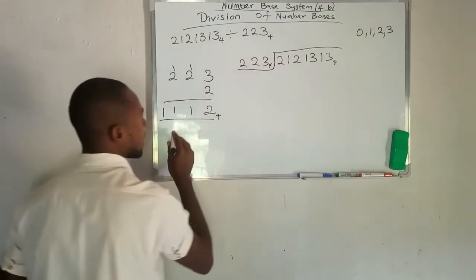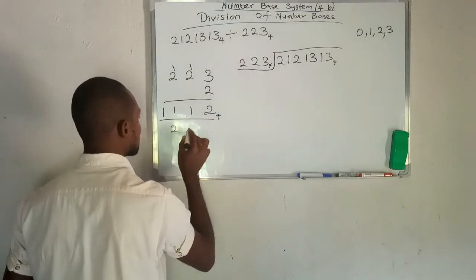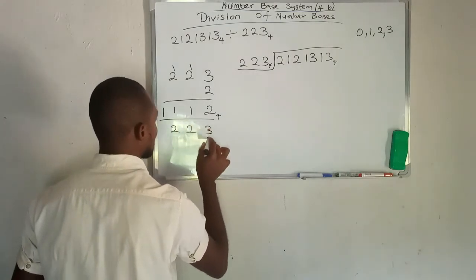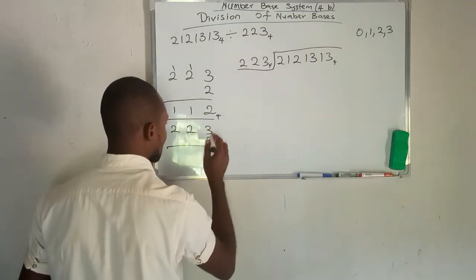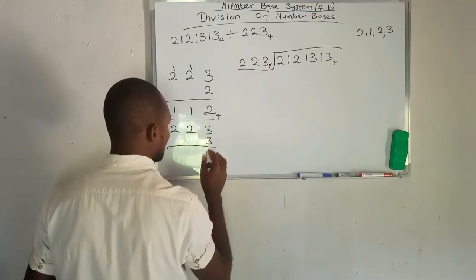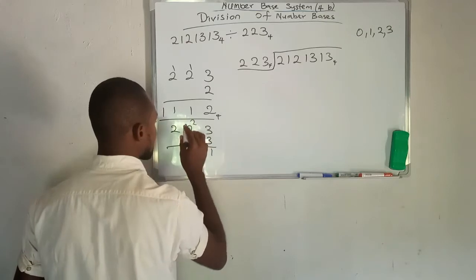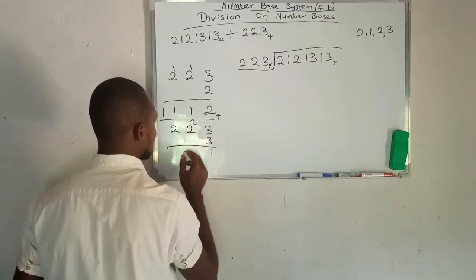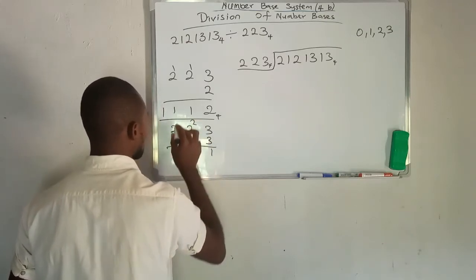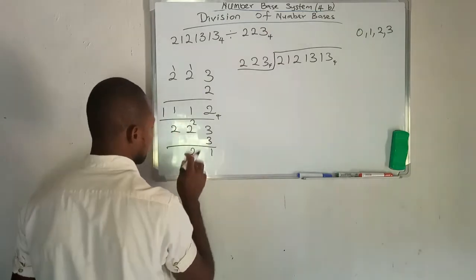And then we'll also multiply it by 3. We have 223 multiplied by 3. So we'll have 9 here. 9 divided by 4 will be 2 remainder 1. So we have 2 times 3 is 6 plus this 3. We have 2 remainder 1. Sorry, 2 remainder 0.